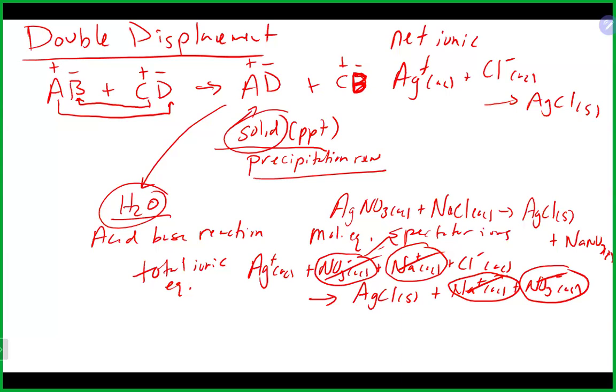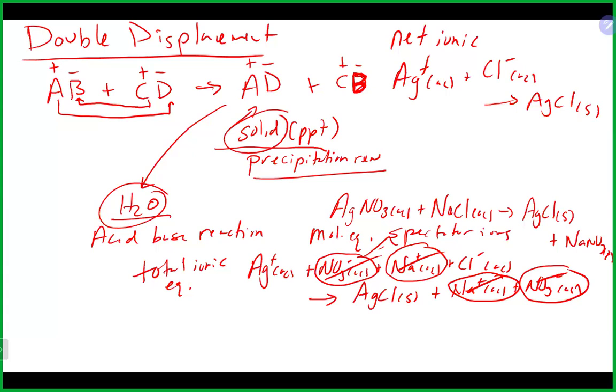We can use solubility rules to help us decide, when we put two ions together, will we get a solid that would form, which means it's insoluble? Or will we get a solution that will form, which means that it is soluble? Any questions on any of that stuff from last time?